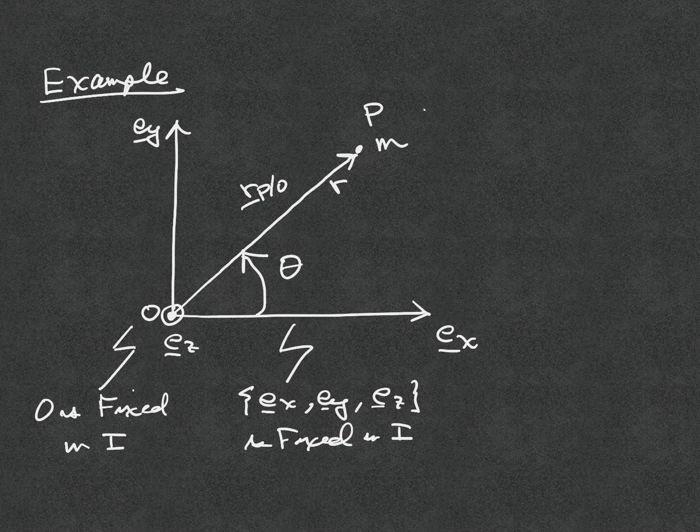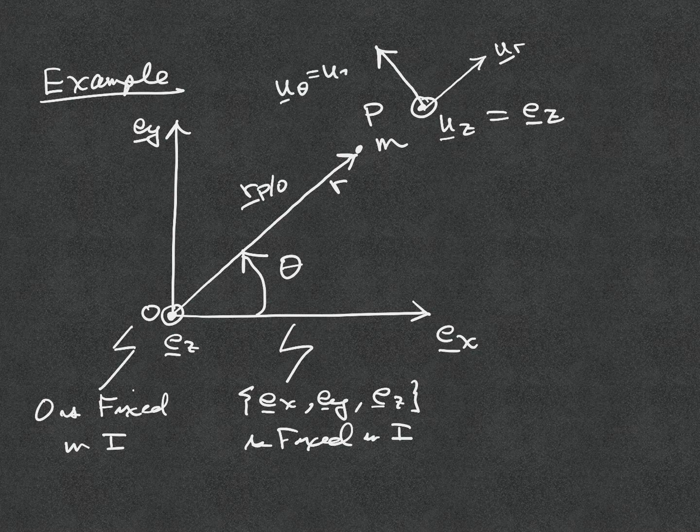That second basis is going to have UR along OP. UZ is going to be out of the page, which is also equal to EZ. And then U theta is the vector that completes the right-handed system, and it's equal to UZ crossed with UR. Now, that's the starting point.